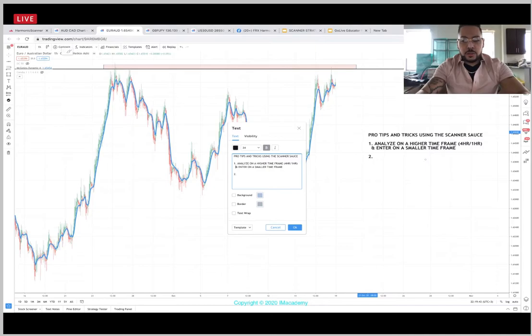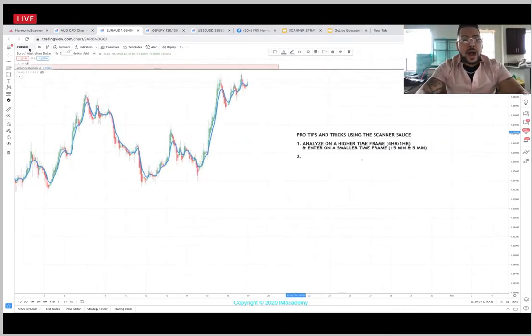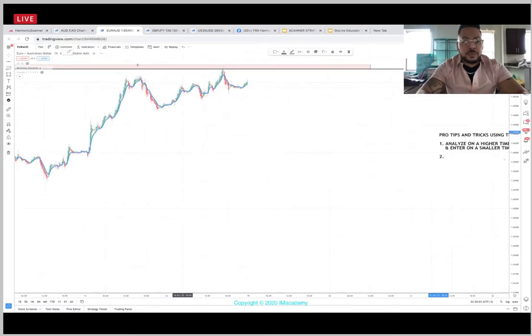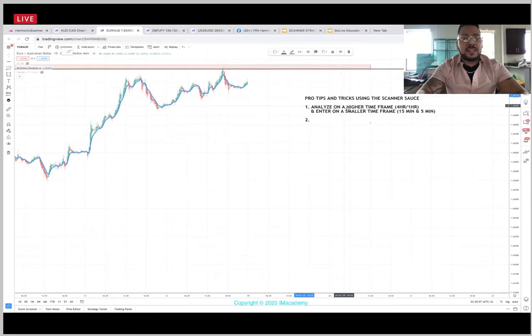And enter, ready, on a smaller time frame, like the 15 minute and the 5 minute, okay? Boom. So if I'm looking at this on the 1 and 4 hour as a sell opportunity, I'm then going to jump down to the 15 minute and or the 5 minute to be able to find my confirmation candle.